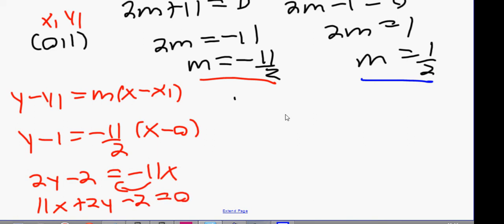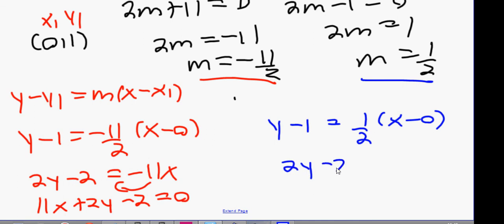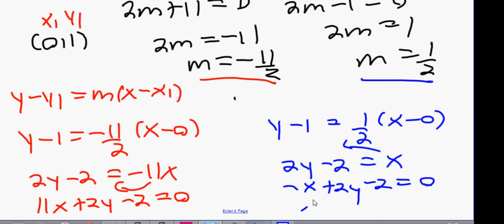Go to blue. We get y minus 1 equals a half into x minus 0. Cross multiply. We're going to get 2y minus 2 equals x. You have an option. You can bring the x over this side and you'll get minus x plus 2y minus 2 equals 0. Other people would get this answer here: x minus 2y plus 2 equals 0. They're both the same equation. I just simply multiply both sides by minus 1. They're the same thing. Okay, Connor, you have a question?